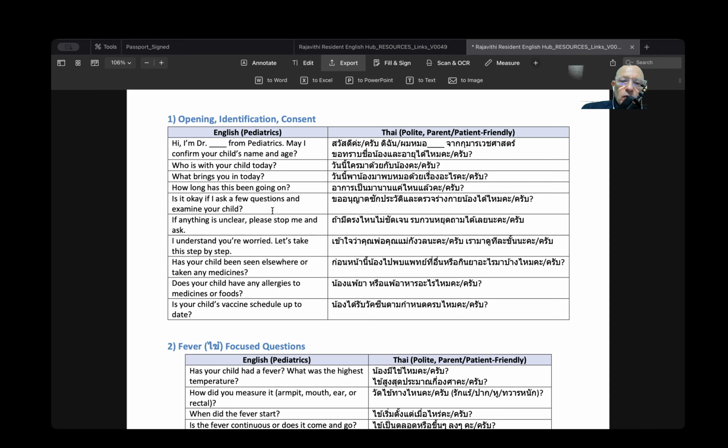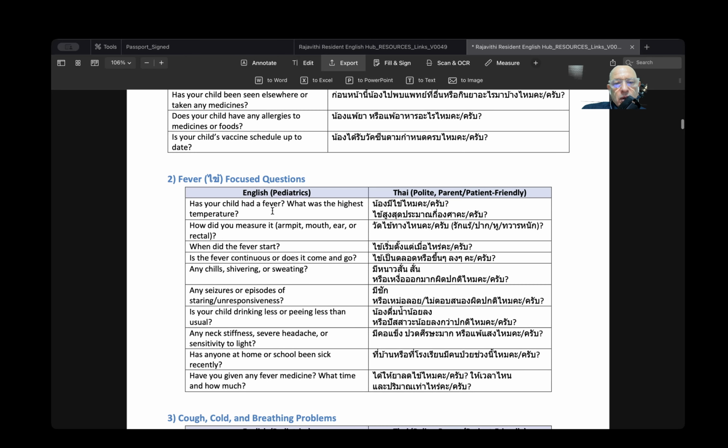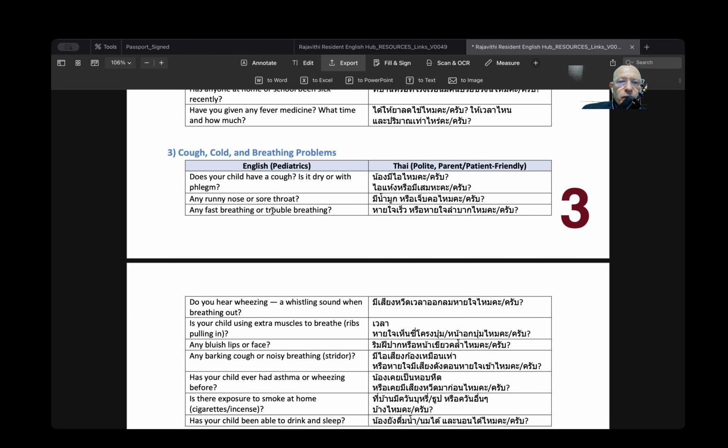Is your child's vaccine schedule up to date? Fever. Has your child had a fever? What was the highest temperature? Many other questions related to fever, cough, respiratory issues, cough, cold, breathing problems.